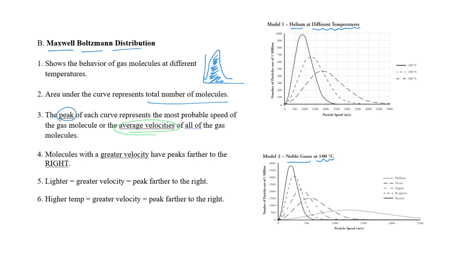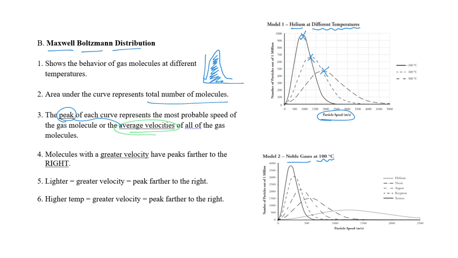The peak of each curve represents basically the average velocity. Those two things go together. So when I'm looking at my graphs over here to the right, this is a peak, this is a peak, this is a peak. And on my x-axis, it shows me particle speed. So wherever that peak is on my graph represents the average velocity.